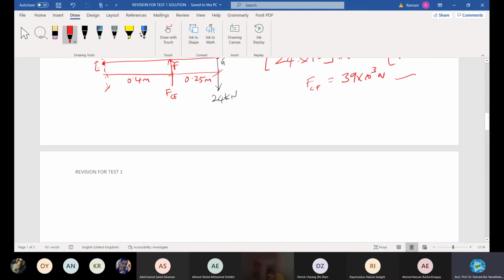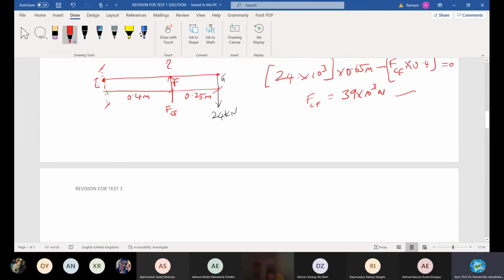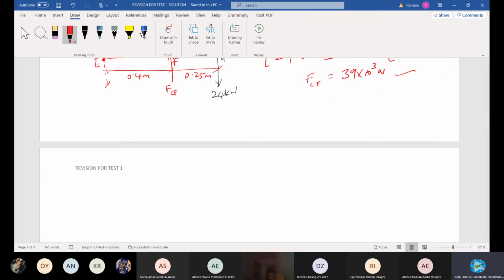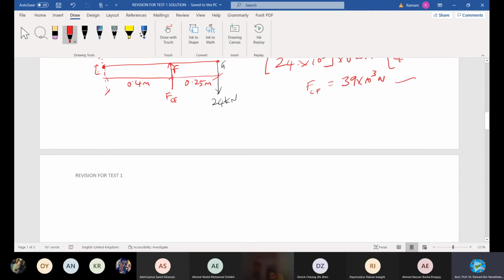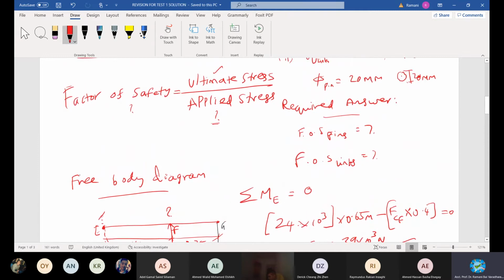Okay. One answer we have got already. We are going to find the factor of safety. Let me write down the factor of safety definition. It is here.